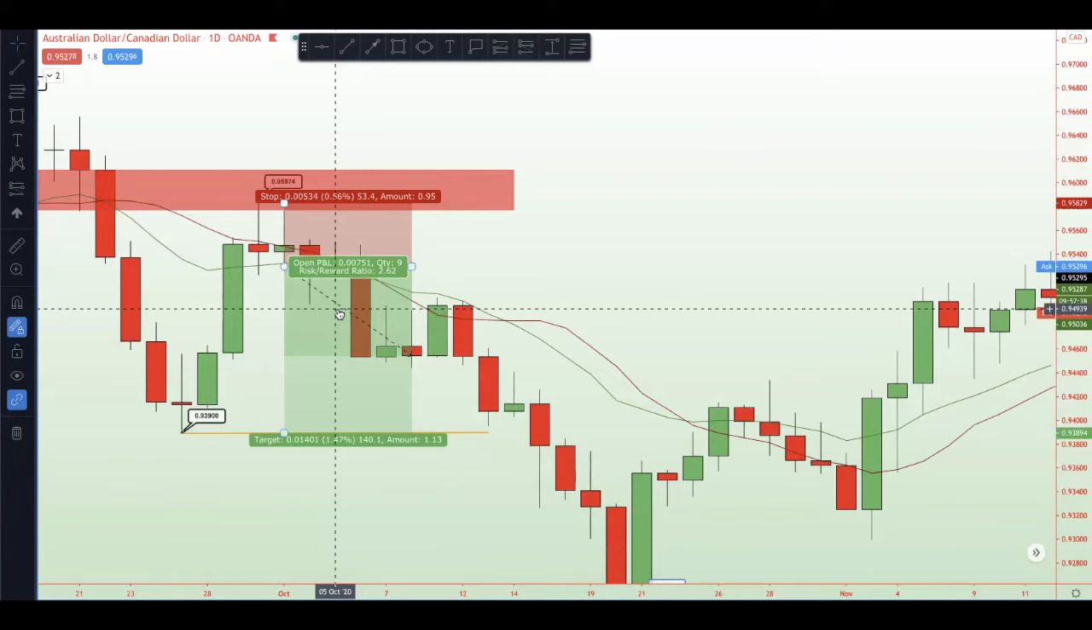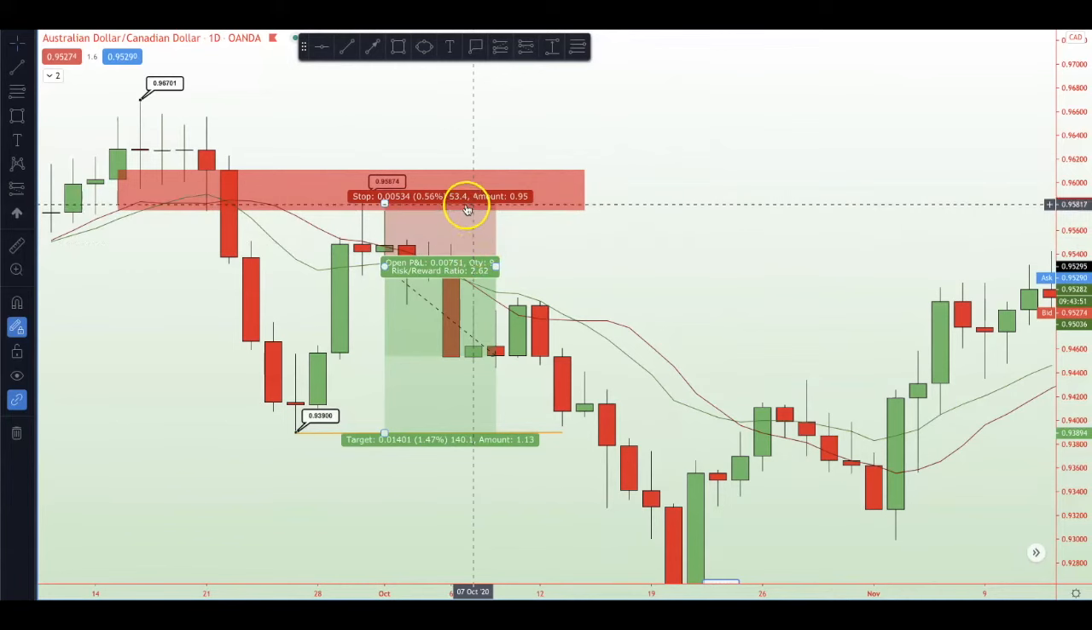So now the next step is you can't just place the tool and not do anything. You now want to put it into your order panel. This is where you're going to put this information in your demo account if you're demo trading, or your live account if you're live trading with real money, or you write this information down if you're just backtesting the system. You could put it in an Excel spreadsheet. You can physically write it down. If you have a journal, then you could put it in your journal as well.